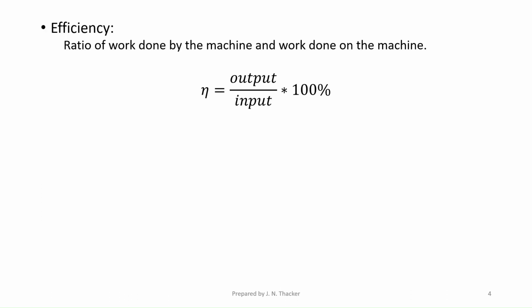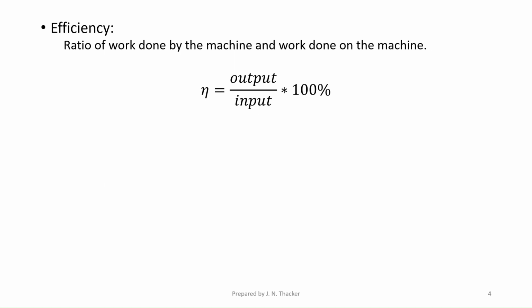Next is efficiency. It is the ratio of work done by the machine and work done on the machine, right? Again, the work done by the machine, that is your output, and the work done on the machine by you, that is your input. So efficiency will be denoted by eta. This eta will be output by input into 100%.